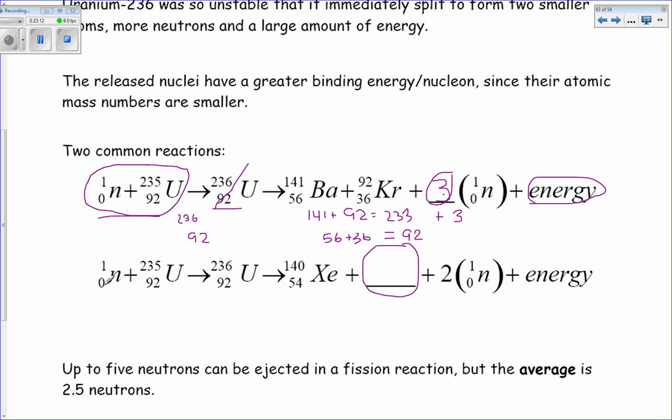Okay, again, we have the same thing here. We've got uranium-235 bombarded by a neutron, becomes momentarily uranium-236, so we have 236 nucleons and 92 protons. We have xenon-140, so we have 140 here. We don't know what this one is, but we also have 2 neutrons, so 140 plus 2 equals 142. Okay. So if we do 236 minus 142, then that's going to give us 94.